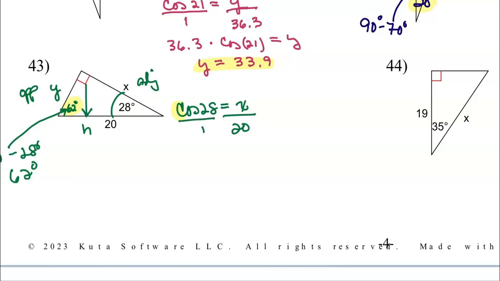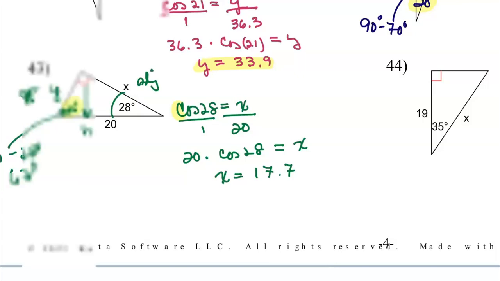This is a one-step problem. Do your cross products. 20 times the cosine of 28 equals x. Put that in your calculator. 20 times the cosine of 28. And I get my x value to be 17.7 when I round to the nearest tenth. Okay, so that's one side solved. Then I need to have another side, and that side is the opposite.